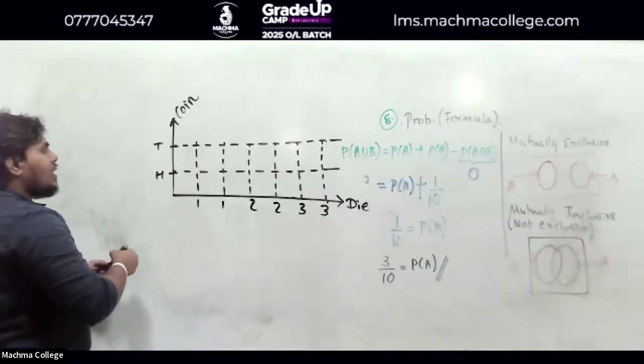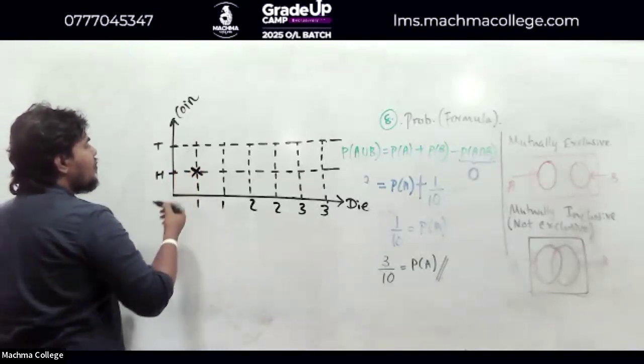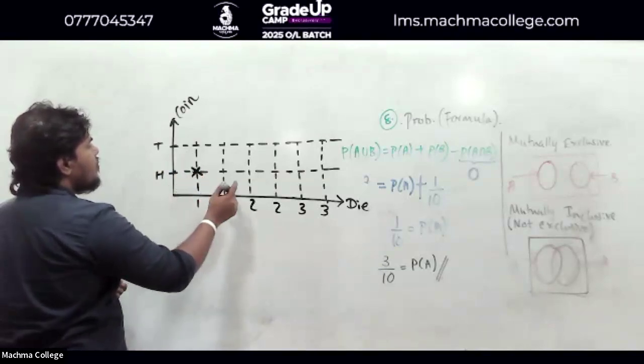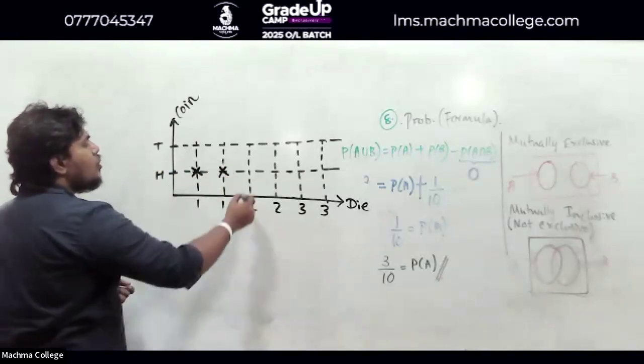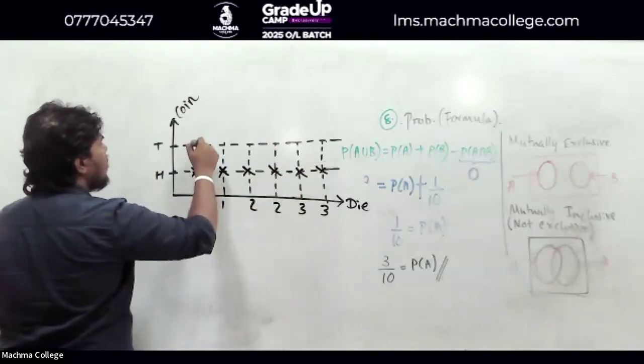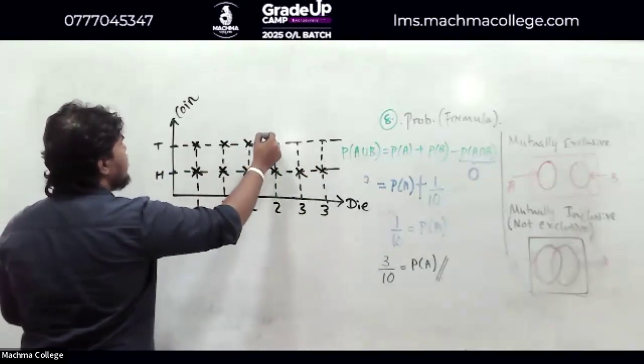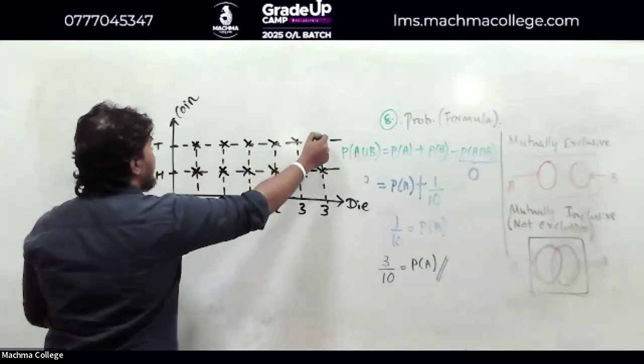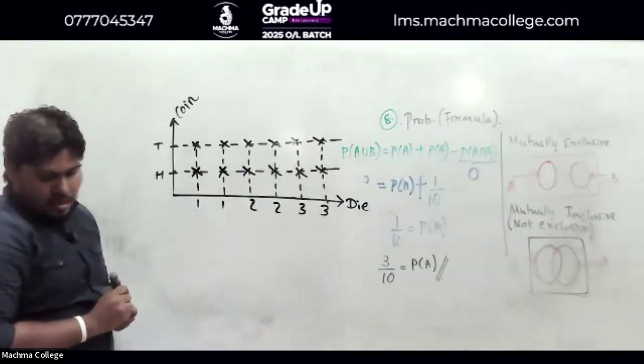So with the first one you can also get a head. With the second one also you can get a head. 2 and 2, 3 and 3. The tail can also happen in the same way. So marking the grid like this, you have 1 mark.